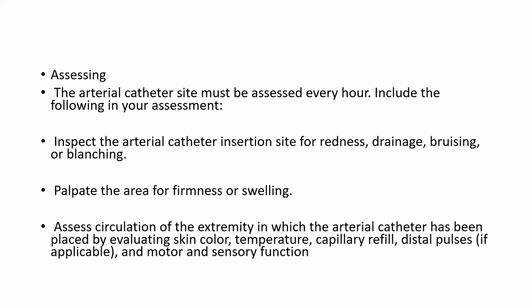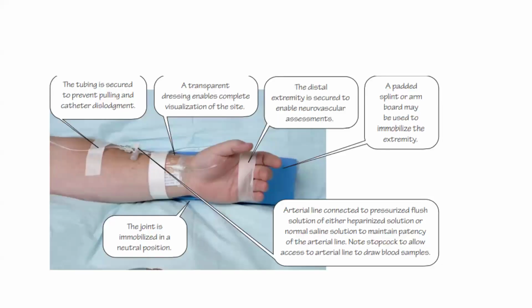Then assessing. The arterial catheter site must be assessed every hour. Include the following in your assessment. Inspect the arterial catheter insertion site for redness, drainage, bruising, and blanching. Then palpate the area for firmness and swelling. Then assess the circulation of the extremity in which the arterial catheter has been placed by evaluating skin color, temperature, capillary refill, distal pulses, motor and sensory function.